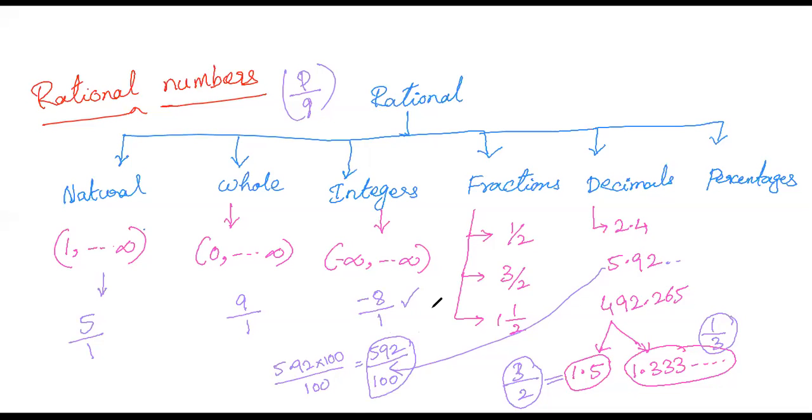Finally, why percentages? How come percentages are rational numbers? What do you mean by a percentage? We represent percentage with a symbol like this. Percent, per cent. What do you mean by cent? Cent is nothing but 100. Percent means 1 by 100. So 5 percent can be written as 5 over 100. That's why even percentages are rational numbers. So these are the 6 different ways of writing rational numbers. Hope everyone understands this.